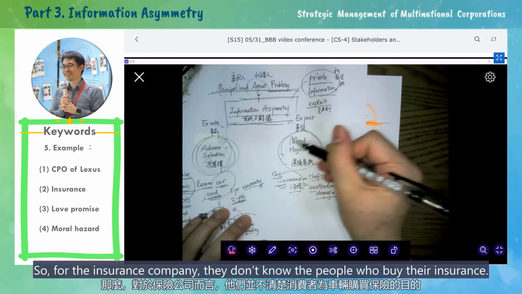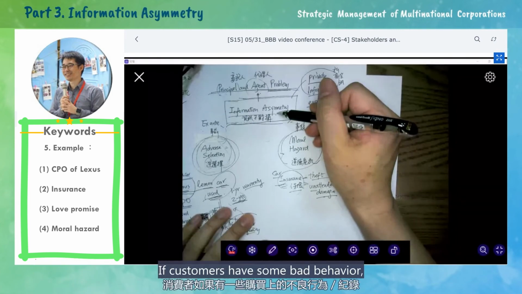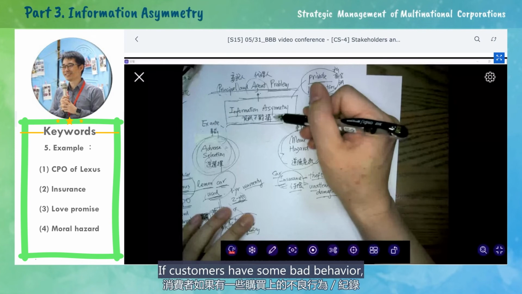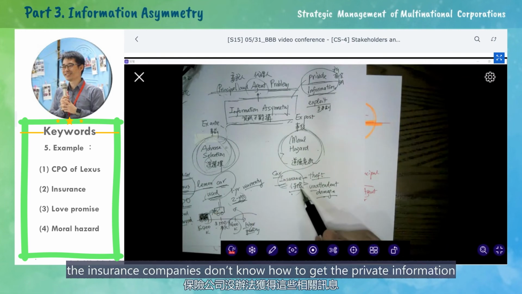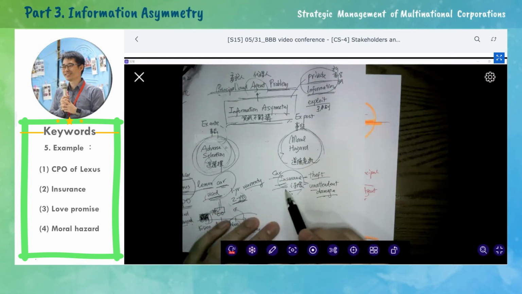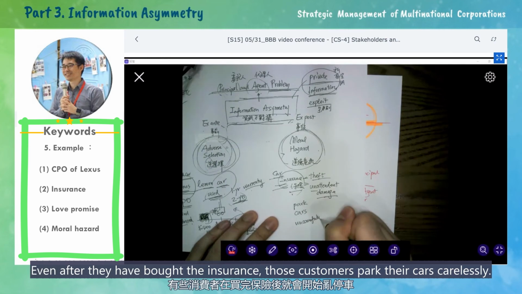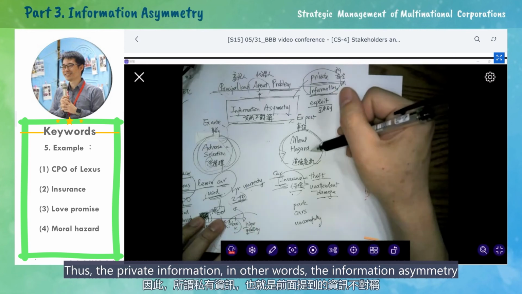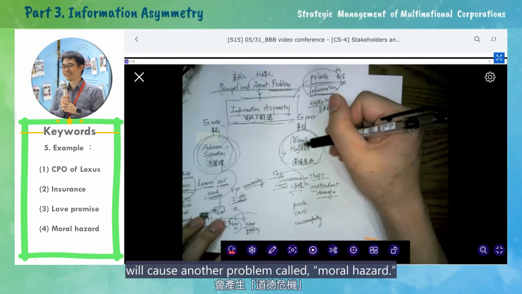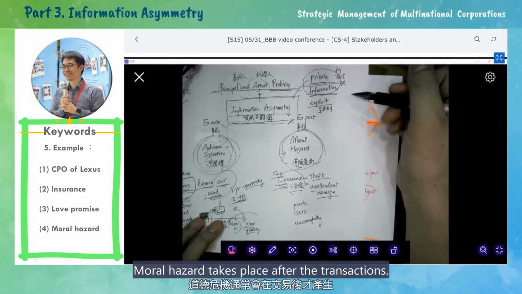So the insurance company doesn't know if the people who buy their insurance have bad behavior. They cannot know the private information of the one buying their car insurance. After buying the insurance, they park their cars very carelessly. So the information asymmetry will cause another problem. We call it moral hazard. Moral hazard occurs after the transaction.